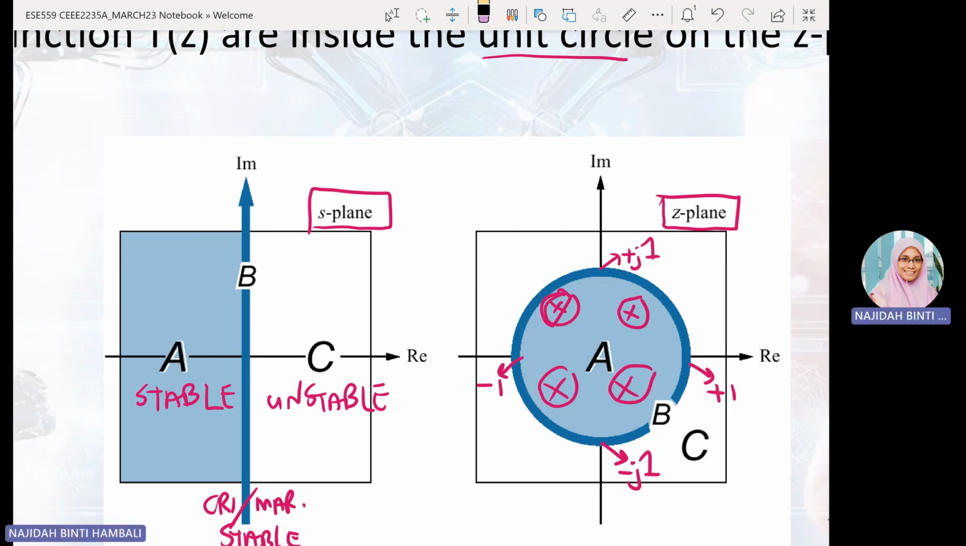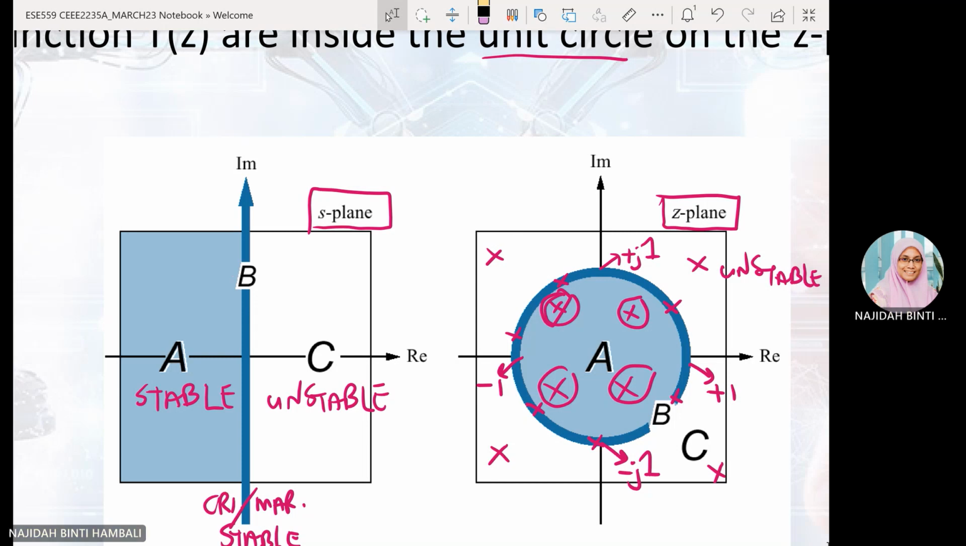Inside unit circle, stable. Outside unit circle, tak kira dia positif ke negatif, unstable. In the shaded area, stable. Outside the shaded area, outside the unit circle, unstable. If the poles are located on the unit circle, it is marginally or critically stable. Okay. Clear? Tu je beza dia.